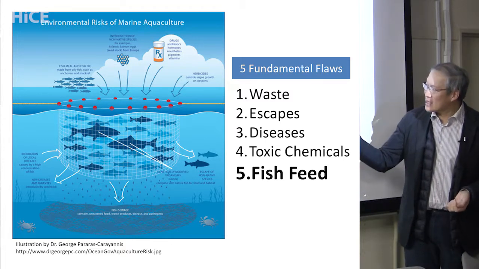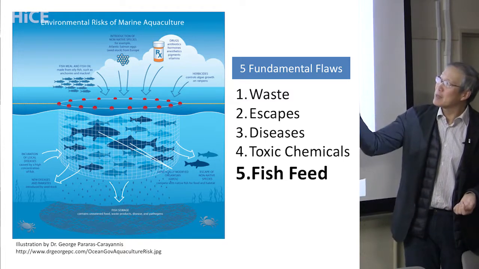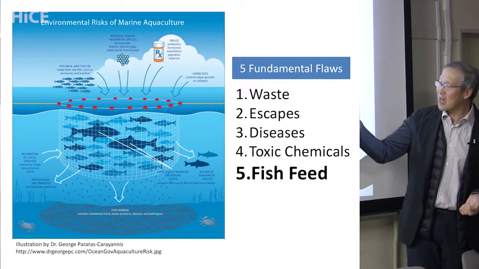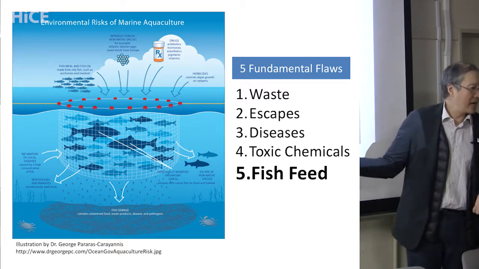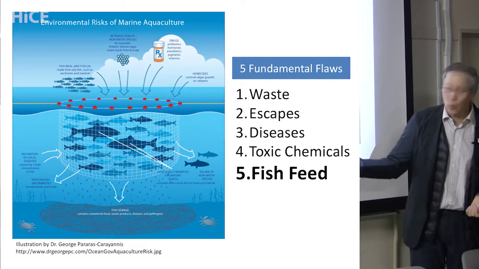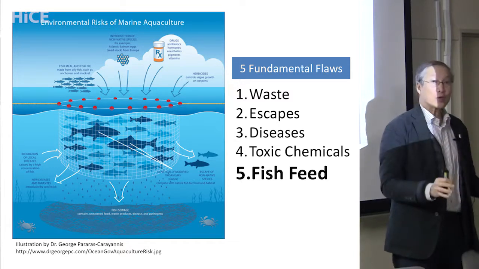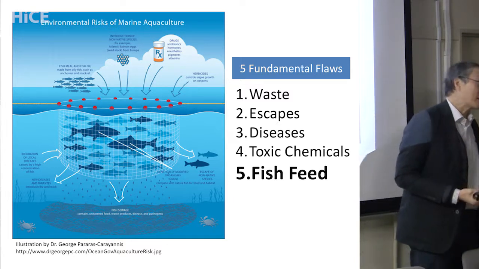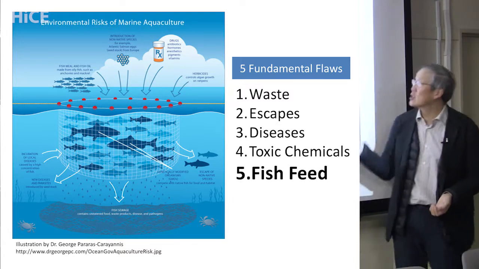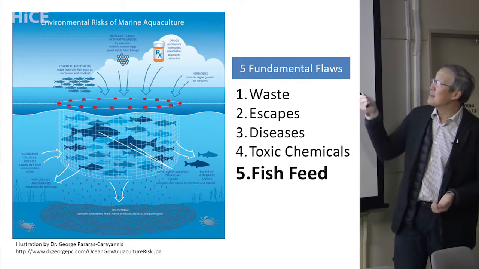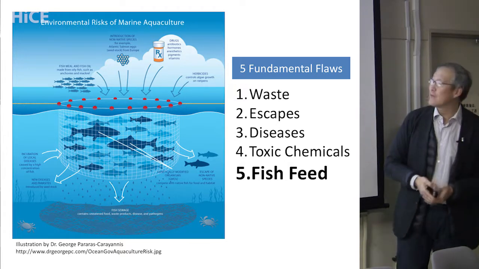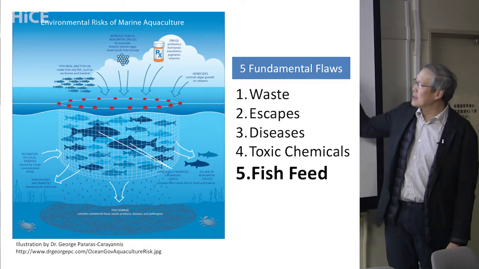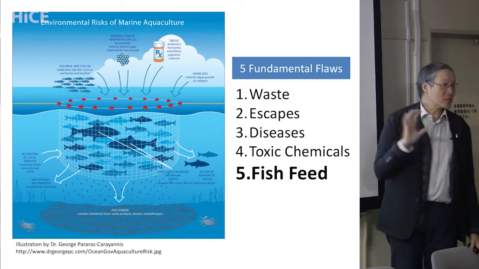What will happen instead is that many of these food chemicals added into the fish cage will become waste at the bottom. And the waste will contribute towards pollution, will contribute towards environmental impact in this case. So here, these are 5 problems with fish cages: waste, escape, diseases, the use of toxic chemicals.